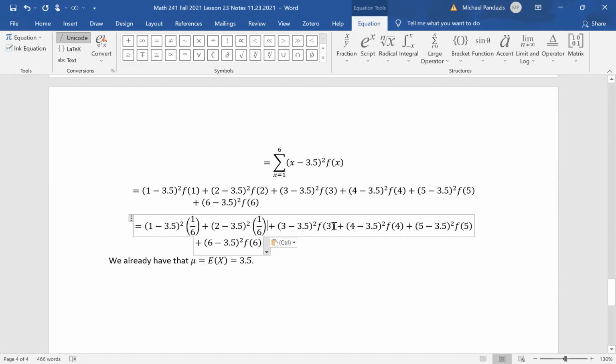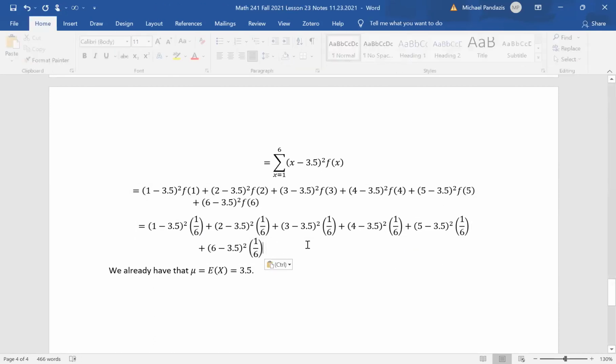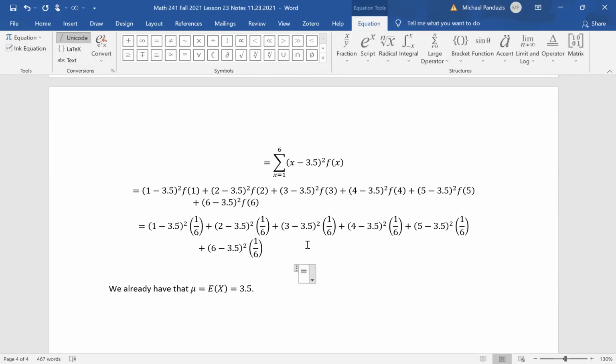F of 2 is 1/6. F of 3 is 1/6. F of 4 is 1/6. F of 5 is 1/6. And f of 6 is 1/6. You just plug in the 1/6 there.